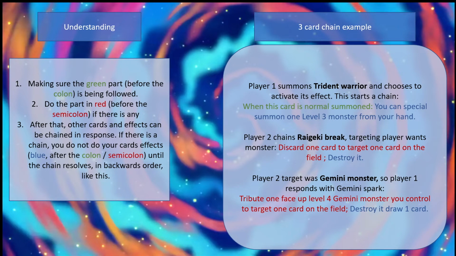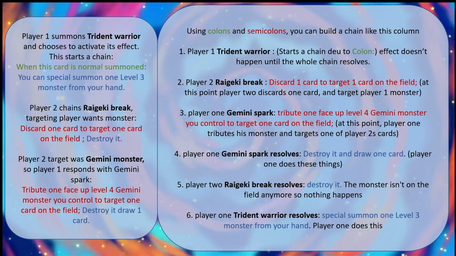Here on the right hand side we see how the situation would play out, and on the left hand side we can see the situation that was set up. Again, we're going to be using the colors to understand it a bit more. So we go through from the beginning. He starts the chain but doesn't do the effect until the whole chain resolves, since it resolves backwards. Player 2 has discarded the 1 card and targeted player 1's monster. We go back to player 1, and he tributes his monster and targets one of player 2's cards. That's Gemini Spark, which says tribute 1 face-up level 4 Gemini monster you control to target 1 card on the field. So he tributes the monster, targets, and we move on.